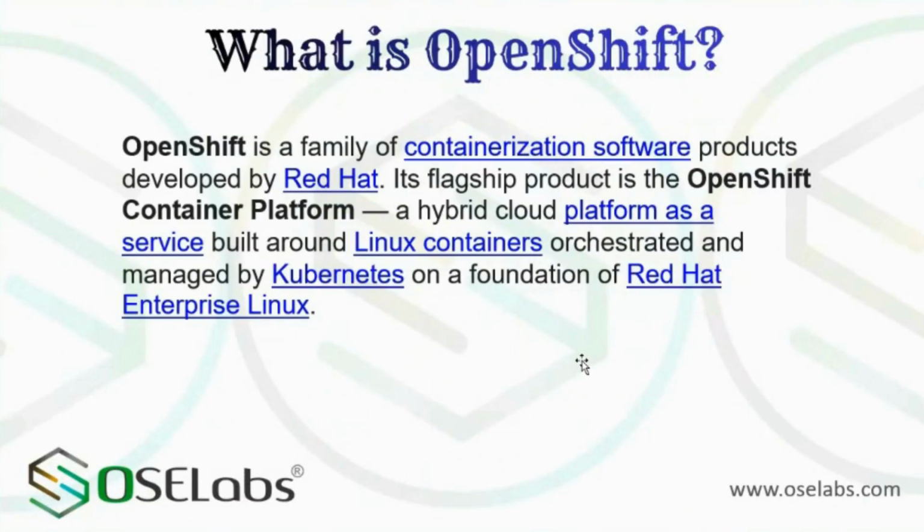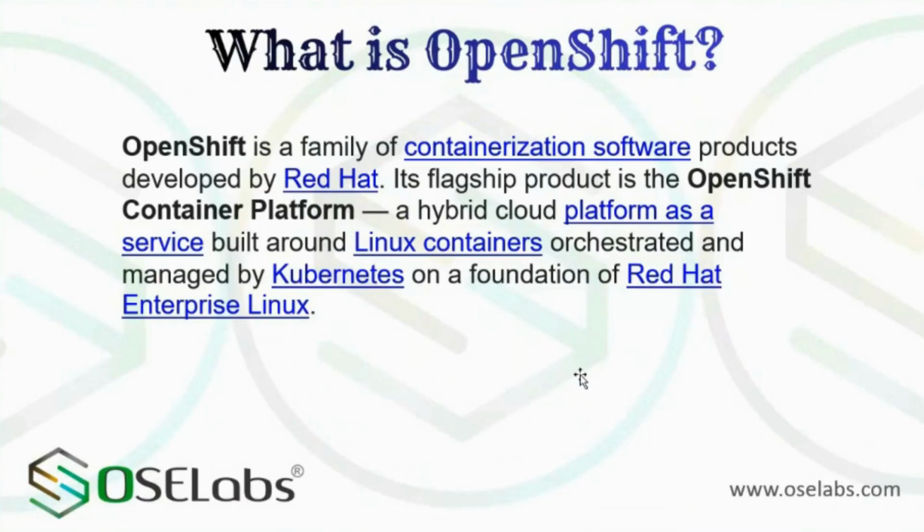Some basic explanation: what is OpenShift? It comes from the family of containerization. It is developed by Red Hat and it is open source. The flagship, pioneer product is now called OpenShift Container Platform, which we can call OCP. Basically, it is a PaaS, Platform as a Service layer. We also have IaaS, Infrastructure as a Service, which will provide the virtual machine.